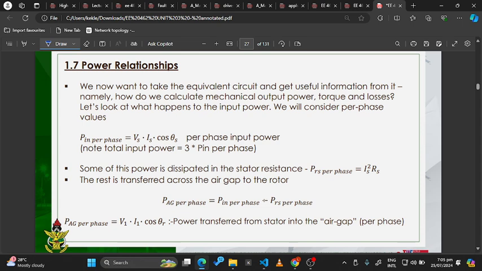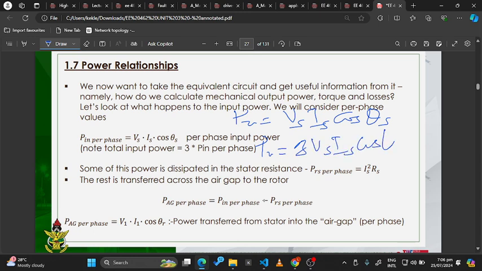Okay, so we have P in, the input power. If you want to find the input power, P in is what? The supply voltage times the supply current times cos of the angle between them. We call this theta S. Remember I said that everything we are doing here is per phase. So this is our input per phase. If I want the total input power, this is going to be 3 V_S I_S cos theta S.